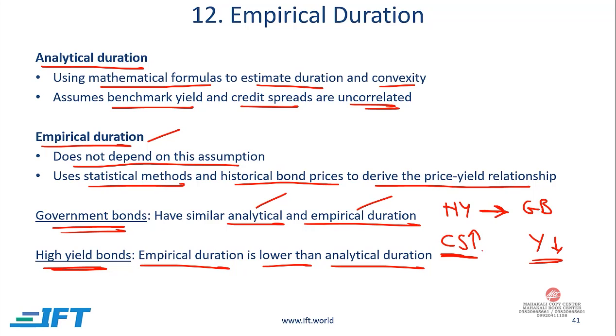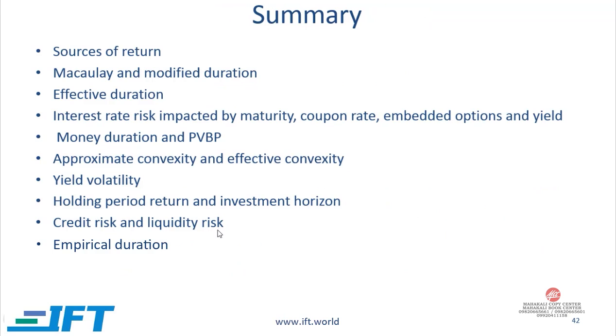And because of this negative correlation, the empirical duration is lower than the analytical duration. An important point here is that analysts must consider the correlation between benchmark yields and credit spreads when deciding whether to use empirical or analytical duration estimates. We are done with the reading. Let us now summarize the main points.